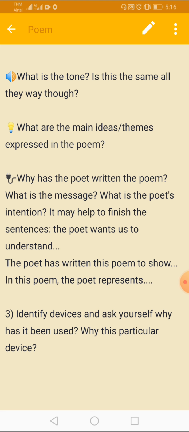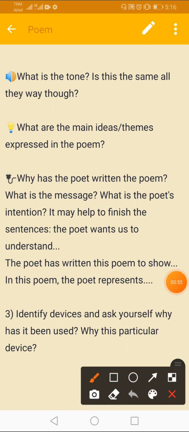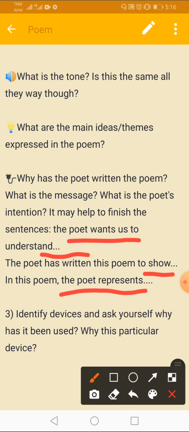Here we have a frame of how you may respond to the question, the poem itself. The poet wants us to understand. What does the poet want you to understand? The poet has written the poem to show. In this poem, the poet represents. So you have these three. You try to finish up the sentences when you are trying to analyze the poem.